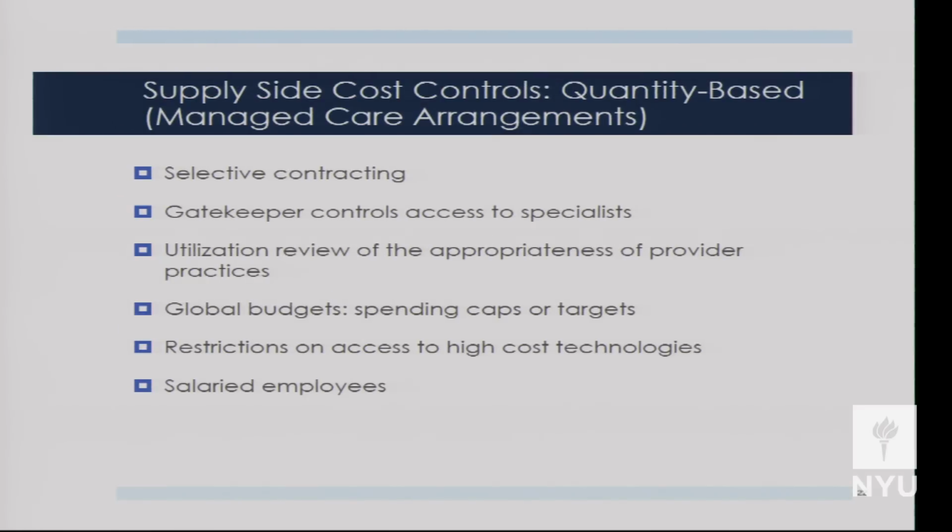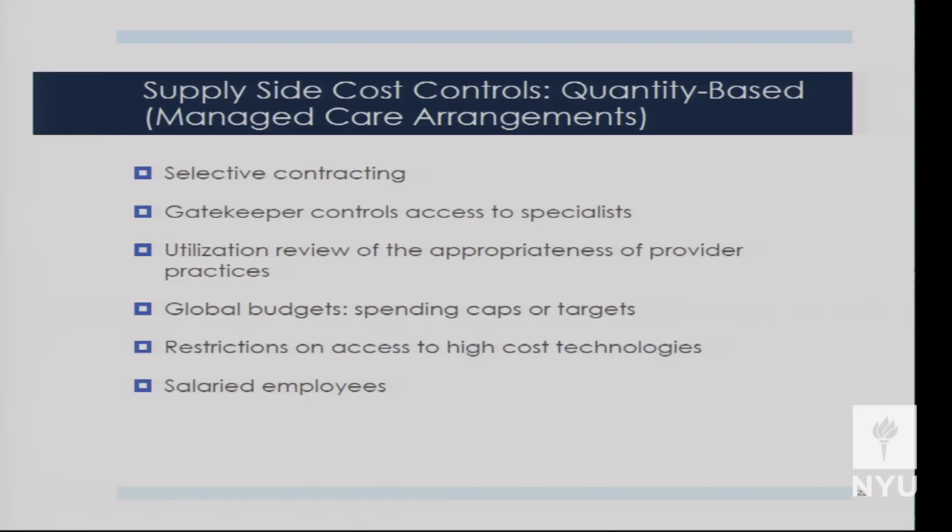There's gatekeeper-controlled access to specialists. You can't just go see an orthopedic. You have to see your primary care physician. He has to deem it necessary that you see an orthopedic. He might have to call the insurance company, and then you can go see the expensive orthopedic, right? It's a way of keeping quantity low, of keeping access to very pricey medical care restricted.